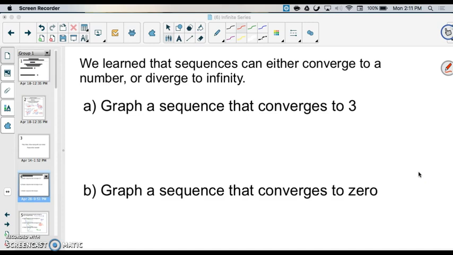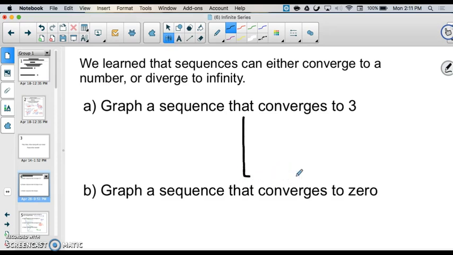So next part, we've learned that sequences can either converge to a number or diverge to infinity. So if we were graphing a sequence that converges to 3, that could look something like, if this is 3, if it's converging to 3, remember we pointed out last class that if it's a sequence, those are not continuous points. So it's going to be those random points that you're adding up should go towards 3.